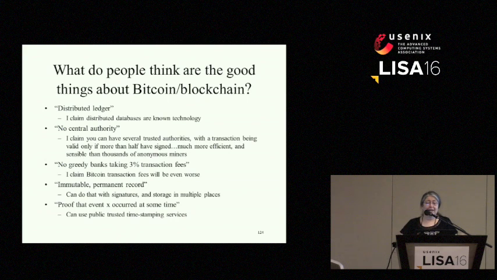There's an immutable permanent record, and you can do that with digital signatures and storing things in multiple places. And proof that event X occurred at some time. Again, there's straightforward ways of doing that. I would claim there should be timestamping services that you send them a hash, they timestamp it and sign it, and if you're afraid that that timestamping service will die or get corrupted, make sure that if you really want to prove something, you have to get it signed off by 20 timestamping services.